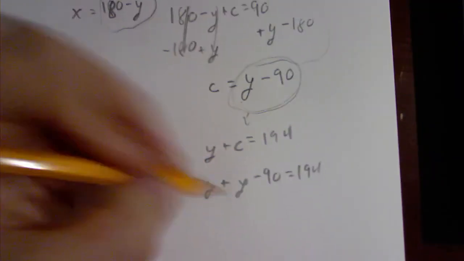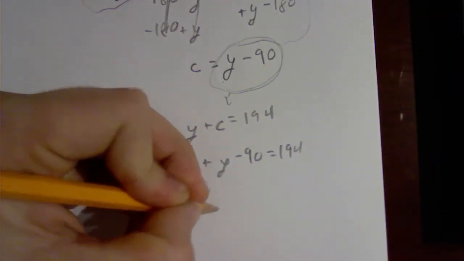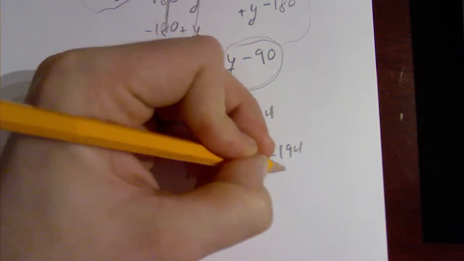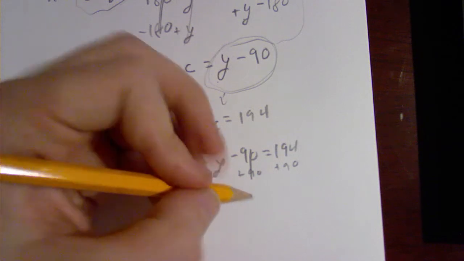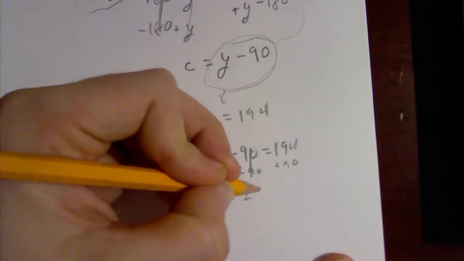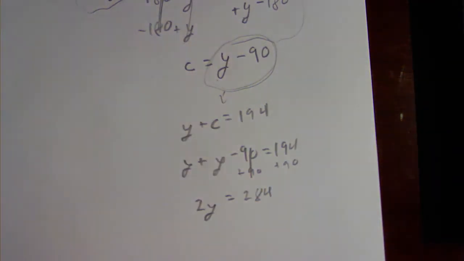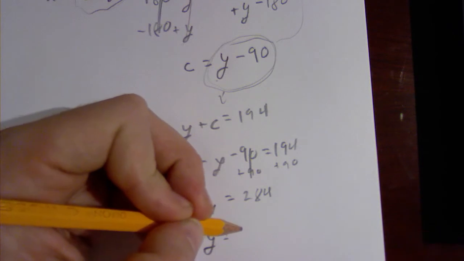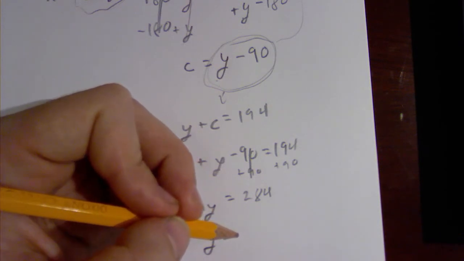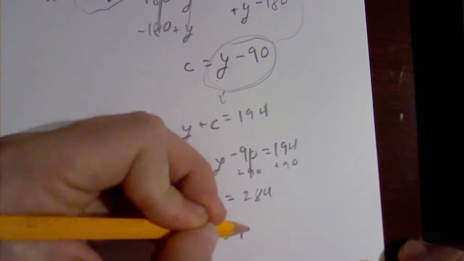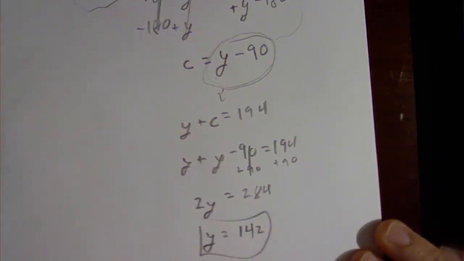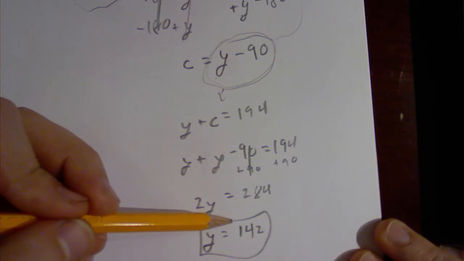Then I have 2y's. So I have 2y's is equal to, well, I'll do this at the same time, plus 90, so that cancels out. 2y's is equal to 284. 194 plus 90, double checking, 284. So then y should equal 142. 284 divided by 2 is 142. Now that I have the value of y, I can go back and domino all these values.